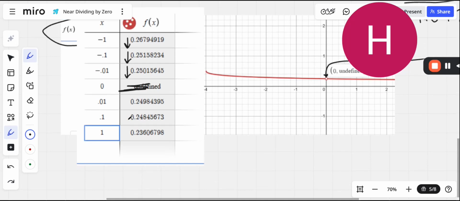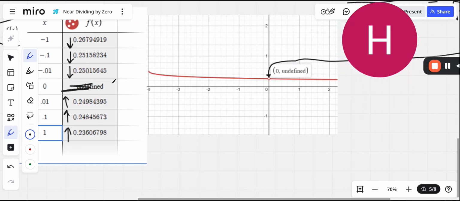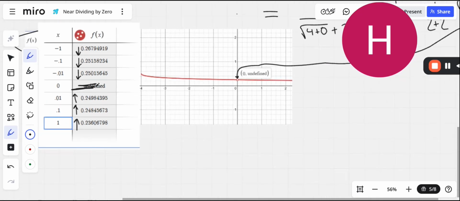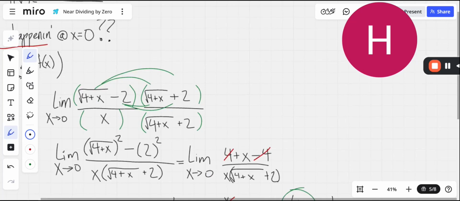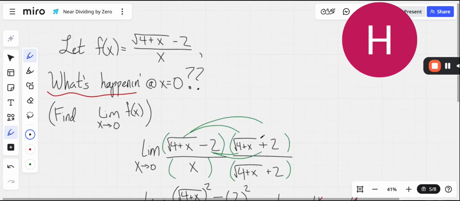So really, we can look at things from both sides of 0, and you notice that the y value is trending towards 0.25. It's suggesting, it's giving, as you kids might say these days, it's giving 1/4.